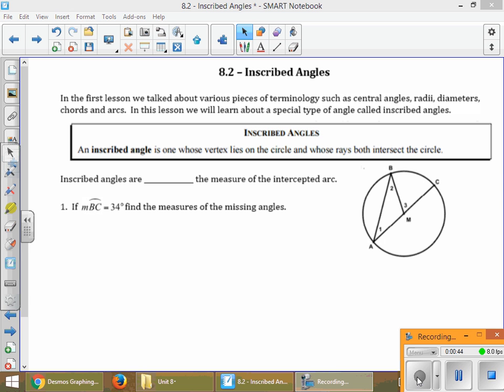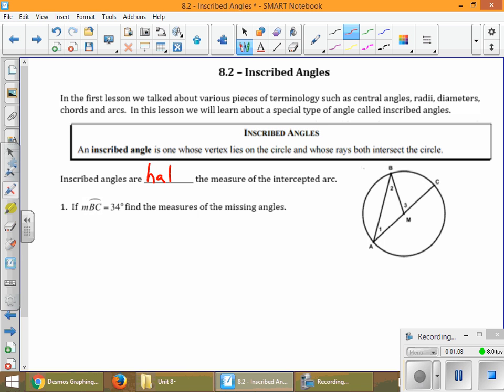And that's exactly what an inscribed angle is. It's inside and it's touching the circle. So an inscribed angle is one whose vertex lies on the circle and whose rays intersect the circle. So they make that side. Now there's a nice thing about these inscribed angles: inscribed angles are half of the measure of the intercepted arc. So they're half, unlike the central angle.